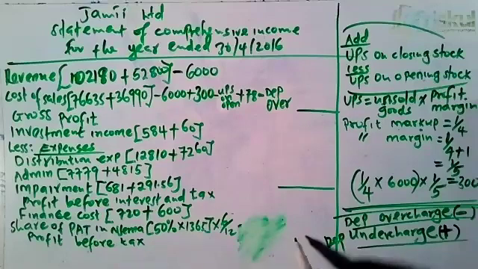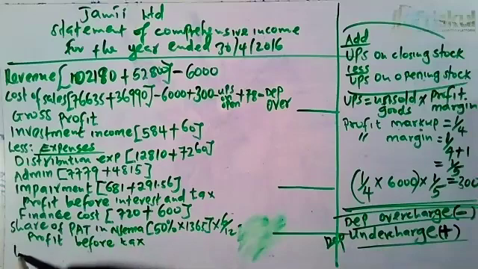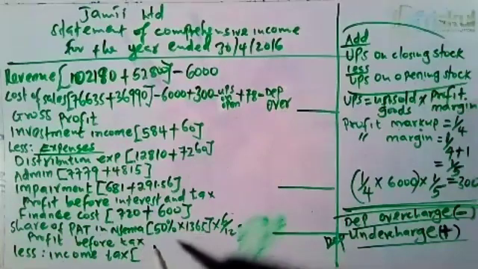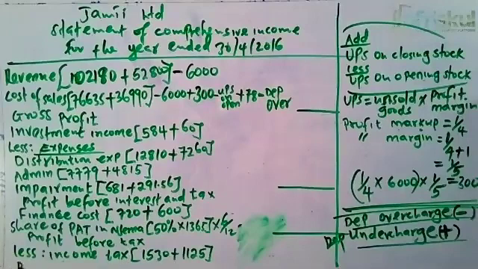So then now we need to raise the income tax. We need to raise the income tax of Jamii and Bora, which is 1530 plus 1125. Then now we have profit for the year.